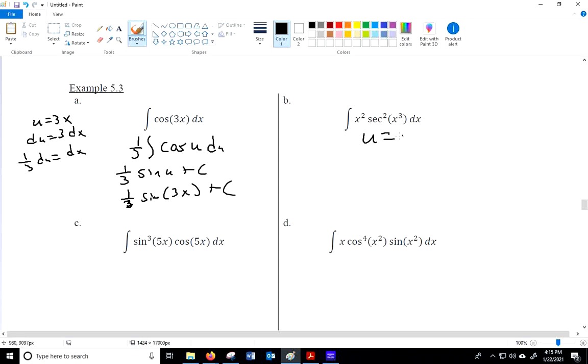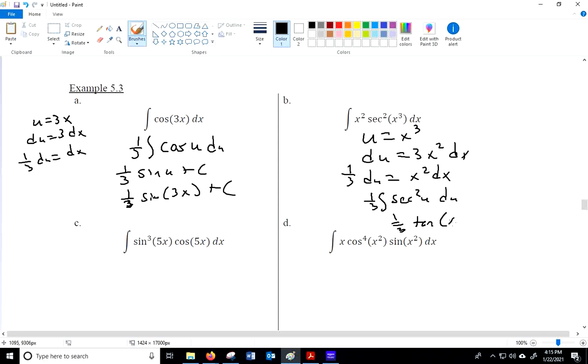All right, let's let u equal x cubed on this one. Don't let u be secant of x cubed, because secant squared is actually a formula that we have. So we like the secant squared. That makes du 3x squared dx. So 1/3 du is x squared dx. So this becomes the integral, with 1/3 on the outside, of secant squared u du, which is tangent u. And I'll go ahead and replace my u while I do it. Okay?